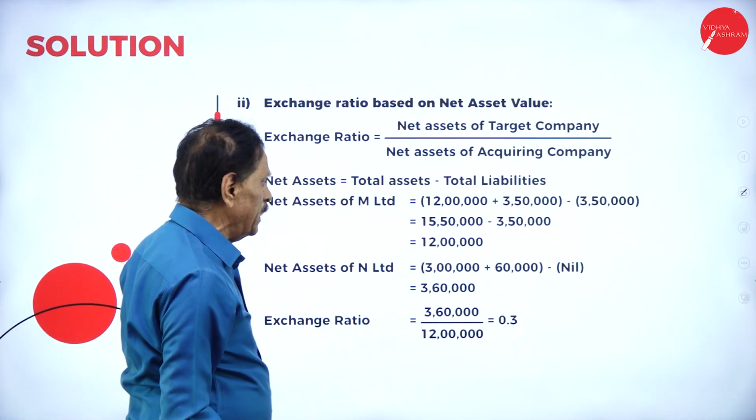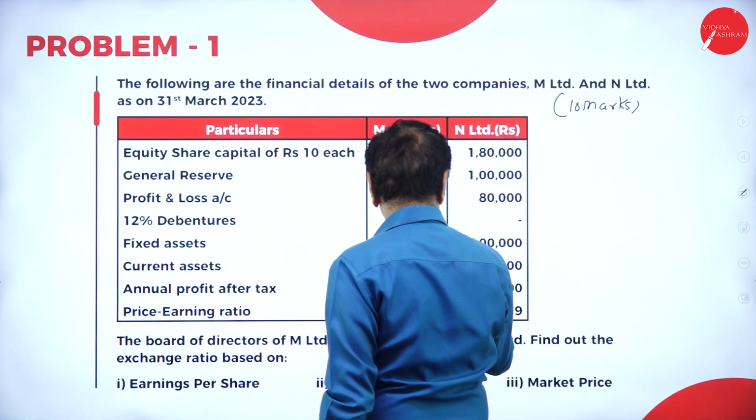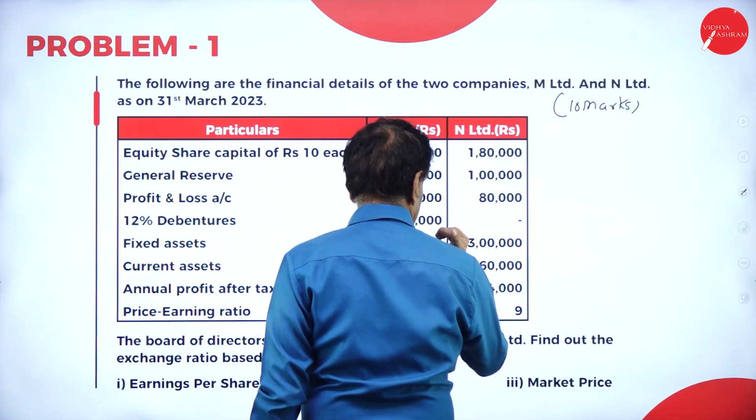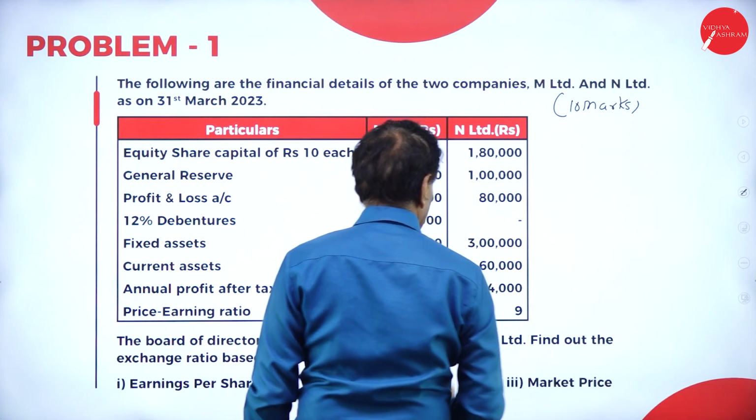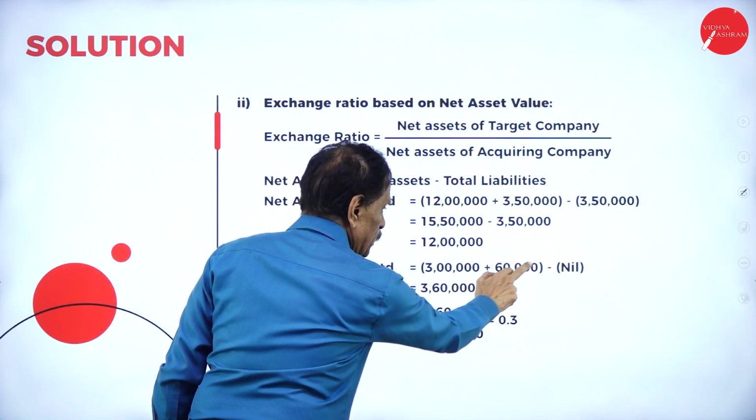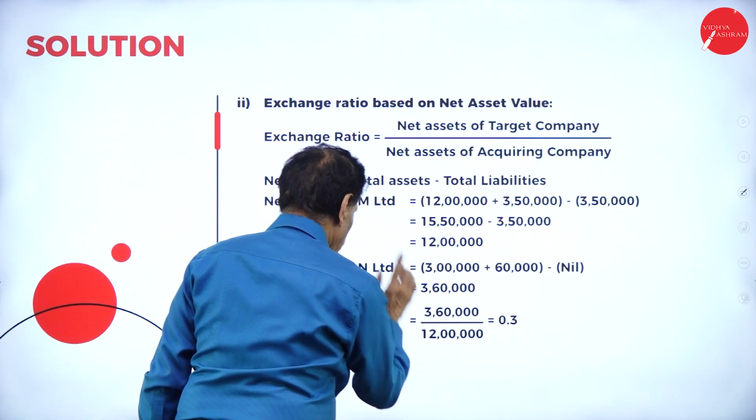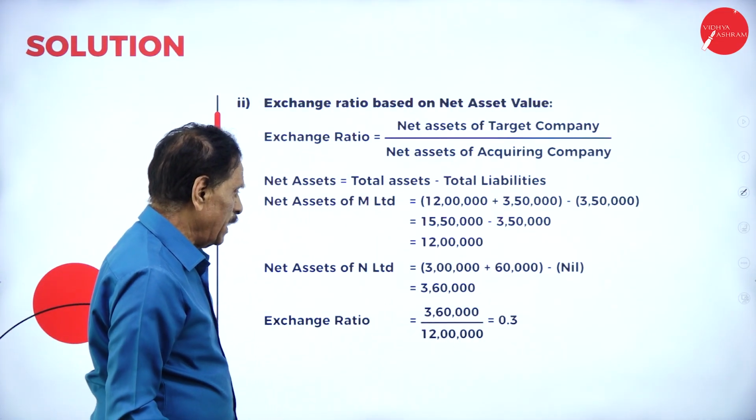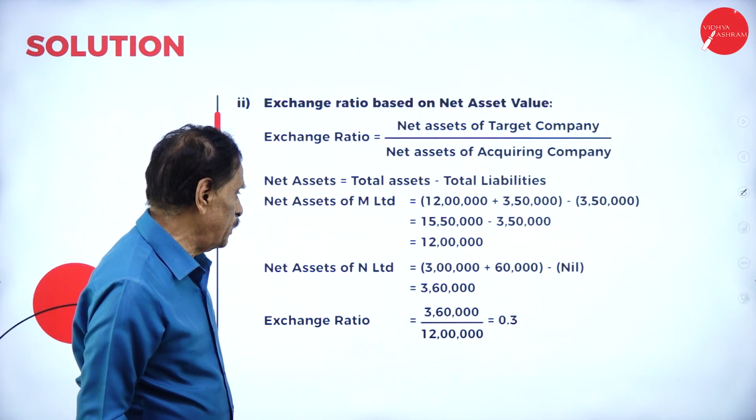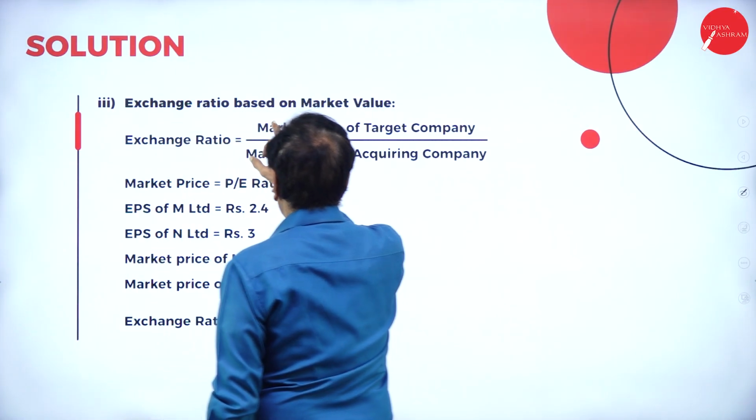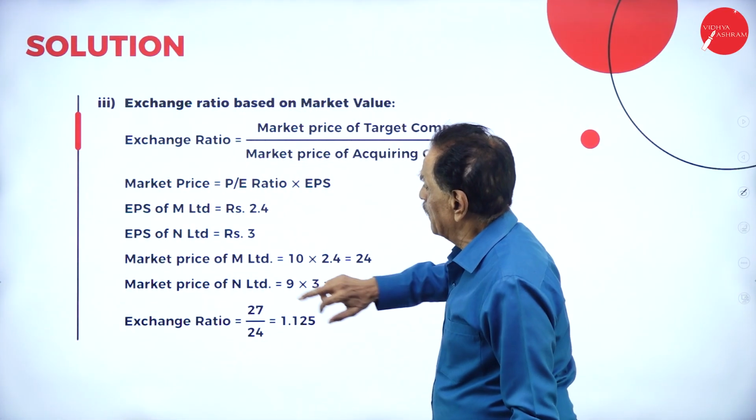Regarding N Limited, fixed asset is how much? 3 lakh plus current asset 60,000. There is no debenture. 3 lakh plus 60,000, that is 3,60,000, divided by 12 lakh. It works out to 0.3. Then the exchange ratio based on market value.